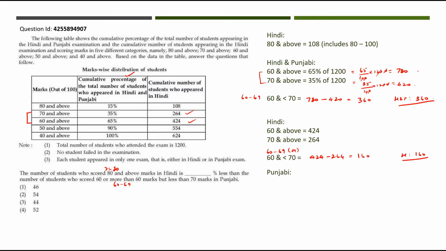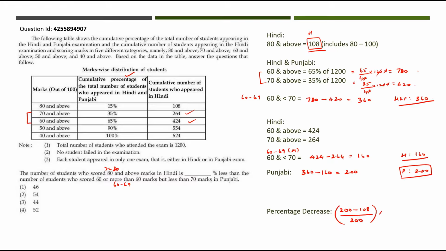Now we have to calculate for Punjabi. It will be 360 minus 160, which is equal to 200. So the Punjabi count here will be 200. Now we have both the counts. For Hindi we have 108 and for Punjabi we have 200. There is a formula for percentage decrease: the higher value minus the lower value divided by the higher value. 200 and 108, we know 200 is higher. So take 200 minus 108 divided by 200.